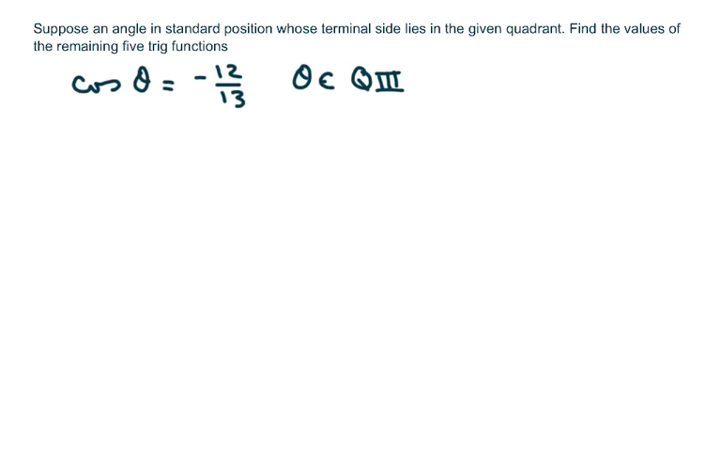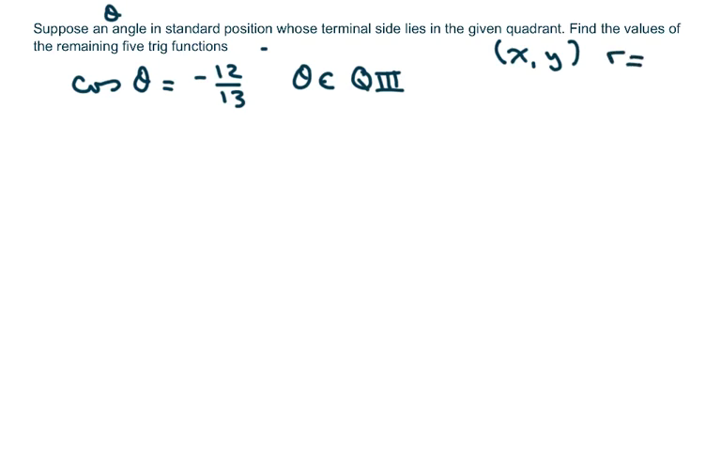Hi everyone, we're going to suppose an angle theta in standard position lies in a given quadrant, and we're going to find the values of the five remaining trigonometric functions. Basically, to do this, we need our x, our y, and our r.